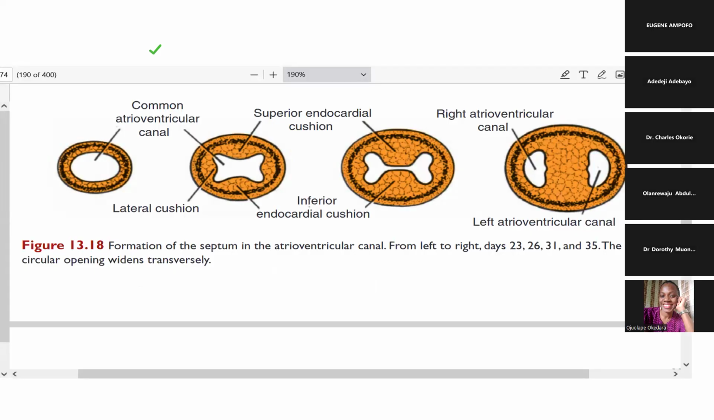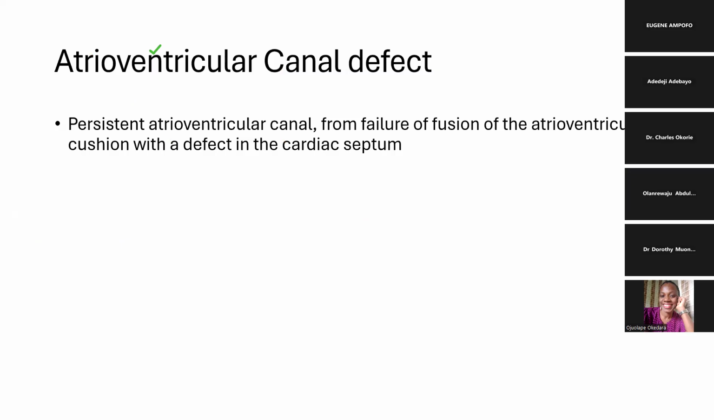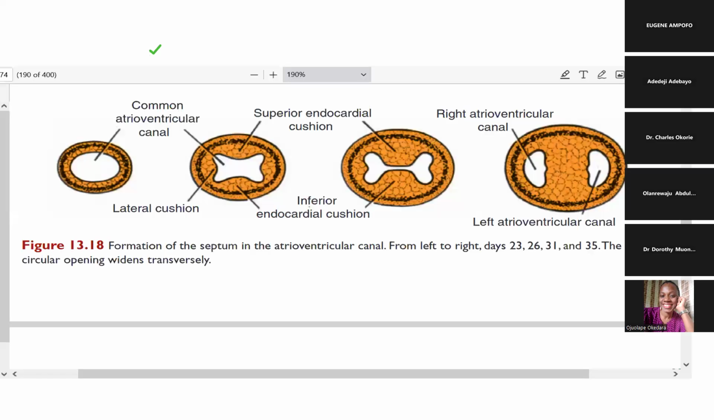This figure shows the formation of the septum in the atrioventricular canal at different days of development. Looking at this common atrioventricular canal, as it is growing, there is a superior endocardial cushion here, and we can see this indentation trying to divide it. This progresses until it is fully divided into the right atrioventricular canal and the left atrioventricular canal. If this process doesn't take place, what will happen? There will be persistent atrioventricular canal, resulting from failure of fusion of the atrioventricular cushions with a defect in the cardiac septum, meaning we won't have this division, it will just be left with this common atrioventricular canal.